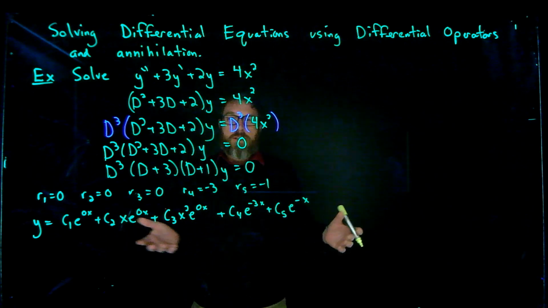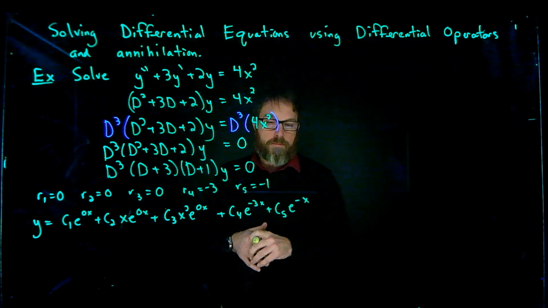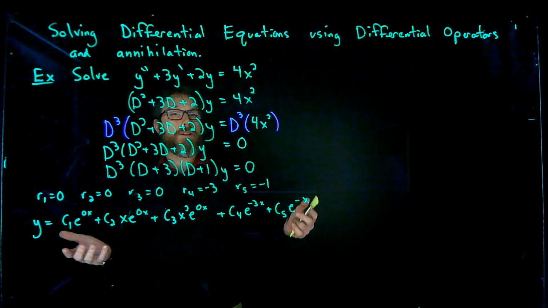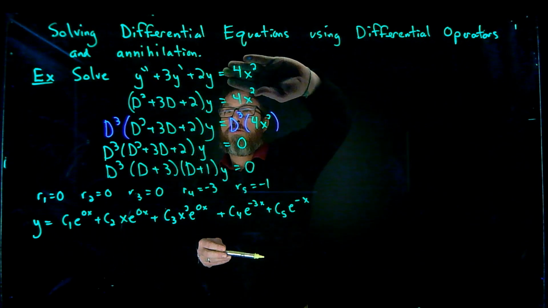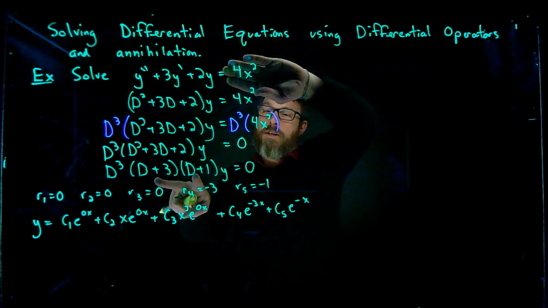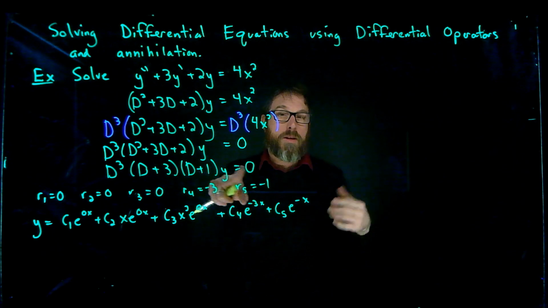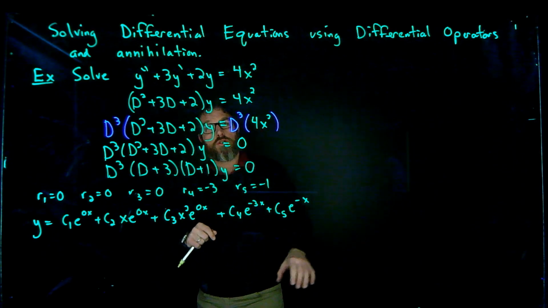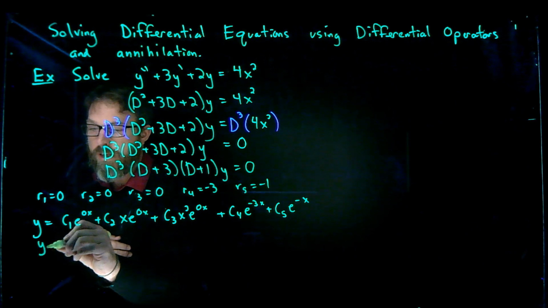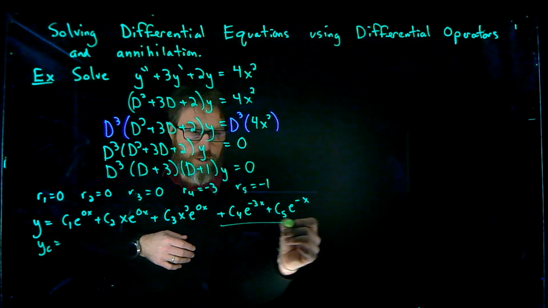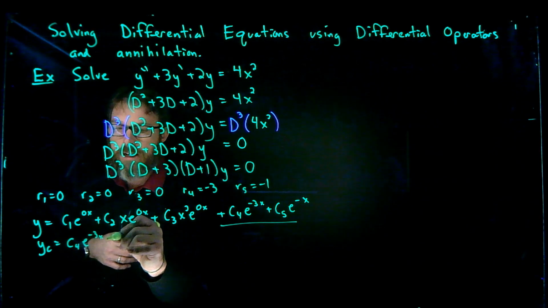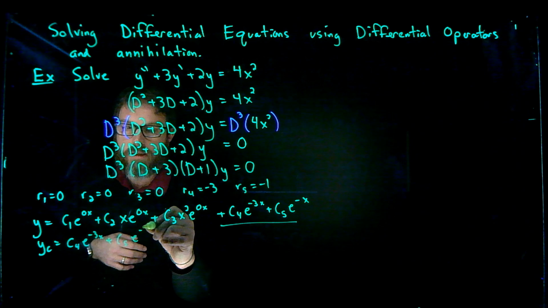Now, some part of this actually is the particular, and some part of it is the complementary solution. The complementary solution, if this was homogeneous, would really be from the roots of this D plus 2 and D plus 1, this negative 2 and negative 1. And the particular solution is going to come from the non-homogeneous part. So we can say the complementary solution is this part of it: c4 e to the minus 2x plus c5 e to the minus x.